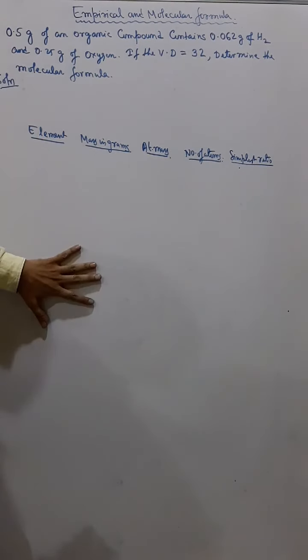Okay, now see in this sum. This is also the same kind of sum, but in this sum, instead of percentage, they have directly given you the mass. So there is no such difference. But you see the sum first. They told us 0.5 gram of an organic compound contains 0.062 gram of hydrogen and 0.25 gram of oxygen, and vapor density is given. We have to determine the molecular formula.